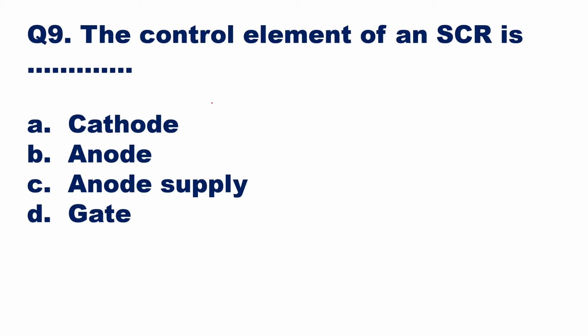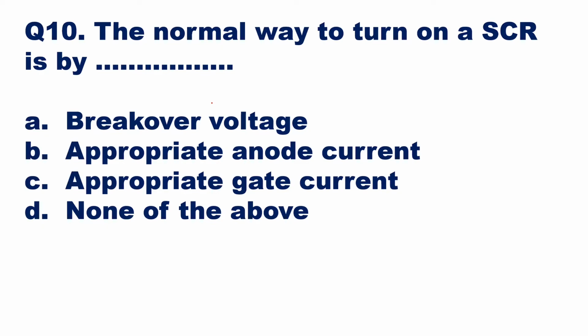If you give the gate pulse early, it will start conducting early. That means it will become on when you give the gate pulse. So the control element of an SCR is the gate terminal. So option D will be the right answer here, gate. The control element of an SCR is gate terminal. Then we'll go to question number 10.